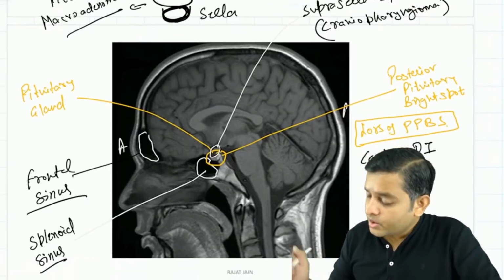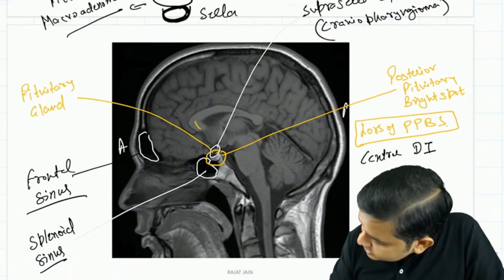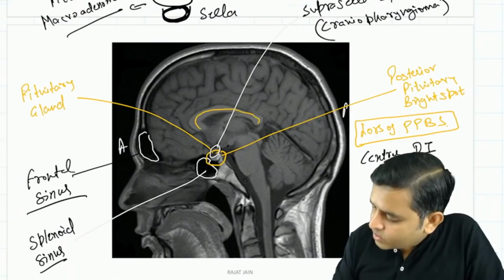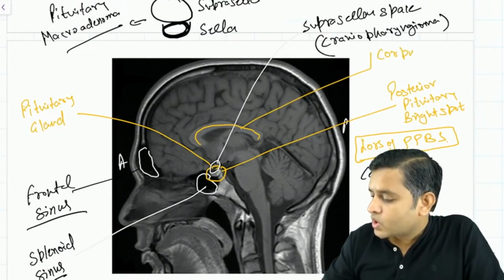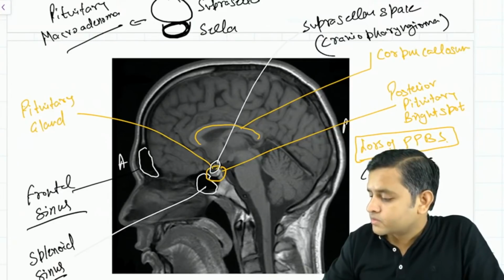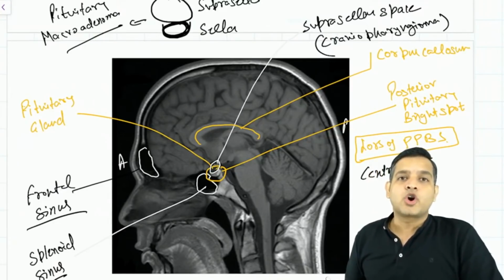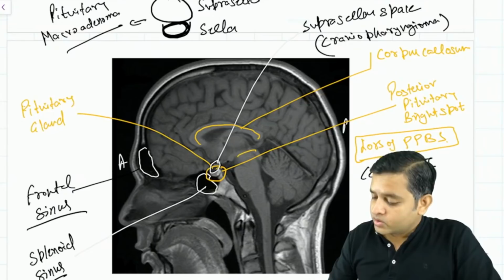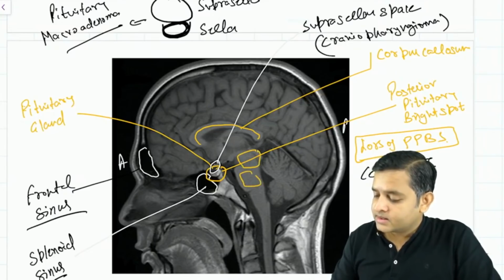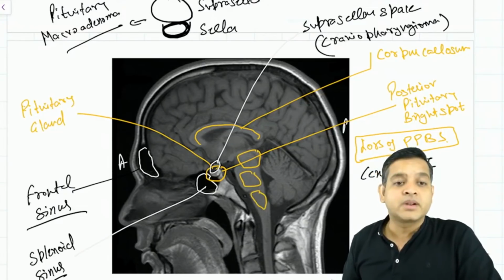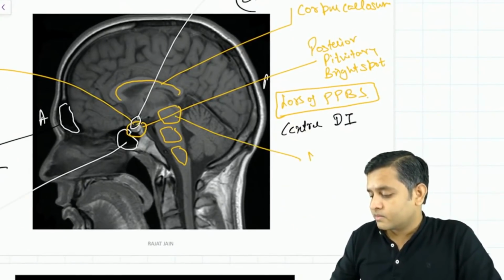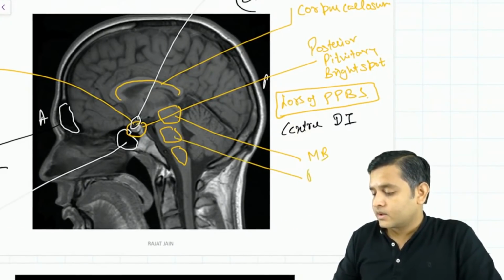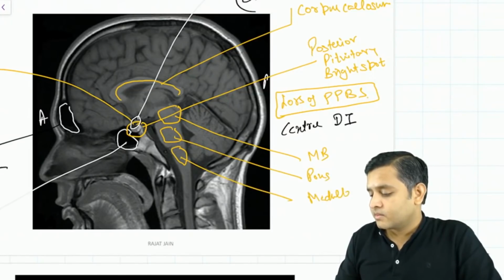Okay? Alright. Now, this structure that you could see is very simple. You all can easily appreciate this. This structure is corpus callosum. You know, this is midbrain, this is pons, and this is medulla. So you can write it down.